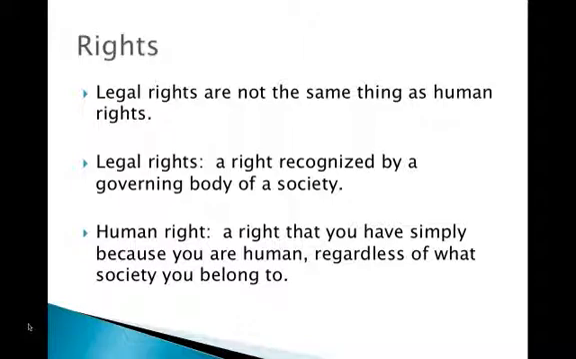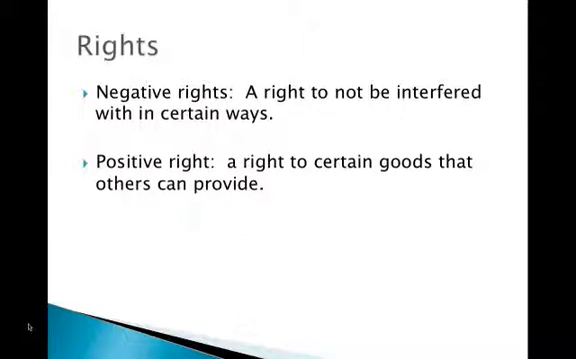We would hope legal rights are consistent with human rights, that there are no conflicts. But a lot of times legal rights change because we think there is a conflict between legal rights and human rights, so we vote to make the legal rights correspond better with the human rights. Third point, you've got to distinguish between negative and positive rights. A negative right is a right to not be interfered with in certain ways, like the right to free speech. A positive right is a right to certain goods that others can provide, like the right to education. Not the same thing. So when you're talking about rights, think: are you talking about a negative or a positive right? Are you talking about a legal or a human right?